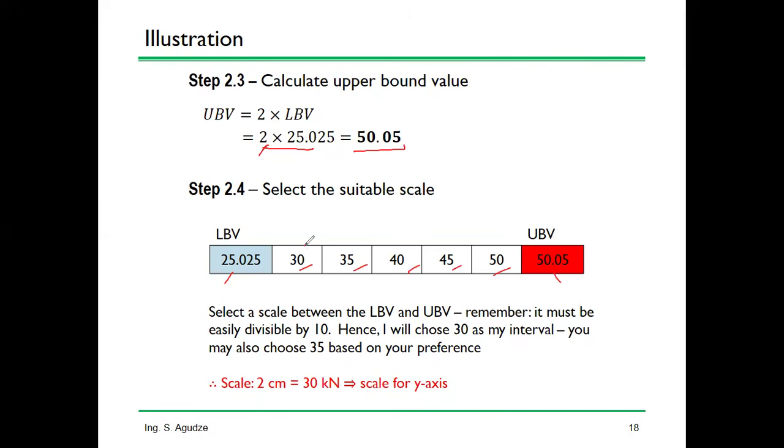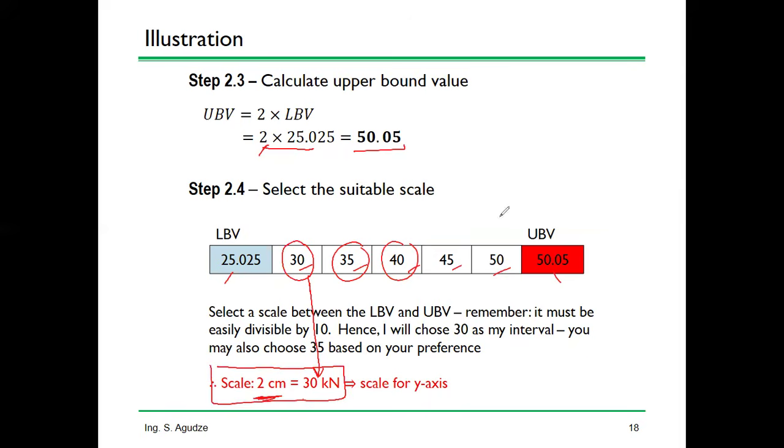Once again, I'm selecting 30, okay? You may decide to select 35 or 40, but like I said, if you select close to the LBV or lower bound value, your graph will be big enough. Don't select too close to the UBV because the graph may occupy everywhere. Is that right? Good. So if that is the case, now I've selected 30. It means that my 2 centimeters, which is the last square, is equal to 30 kilonewton.